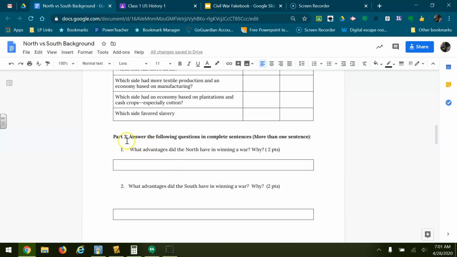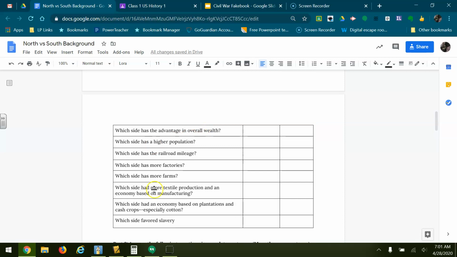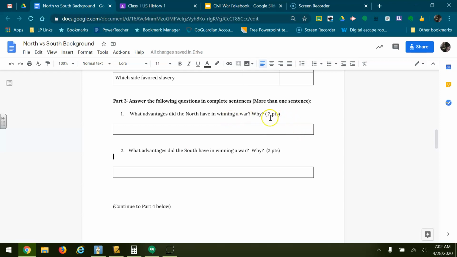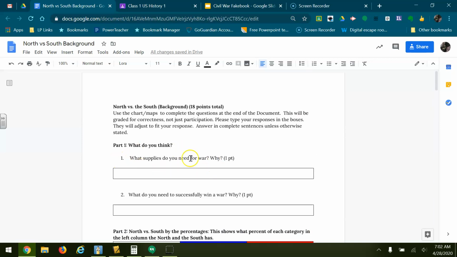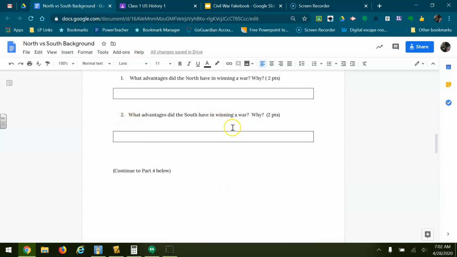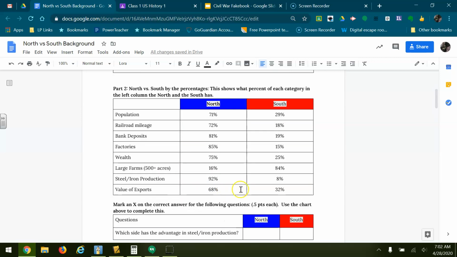Now, part 3, answer the following questions in complete sentences, more than one sentence, please. So I want you to use the chart and the questions you just answered to answer this question here. Number 1, what advantages did the North have in winning the war and why? Give me specifics. You might want to be super fancy and link this to your first 2 responses here. And then number 2, what advantages did the South have in winning a war? Now I know it looks like all of these percentages favor the North, but that does not mean that the South didn't have some advantages.